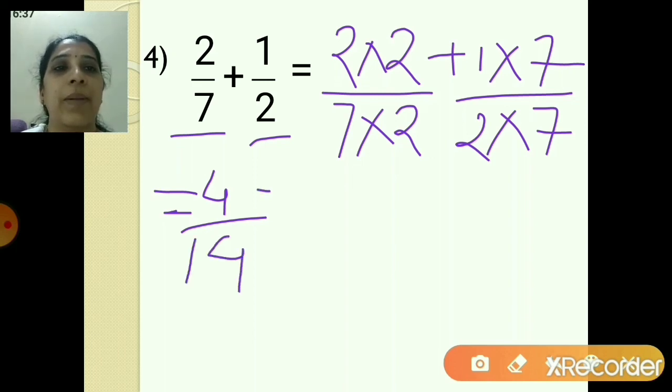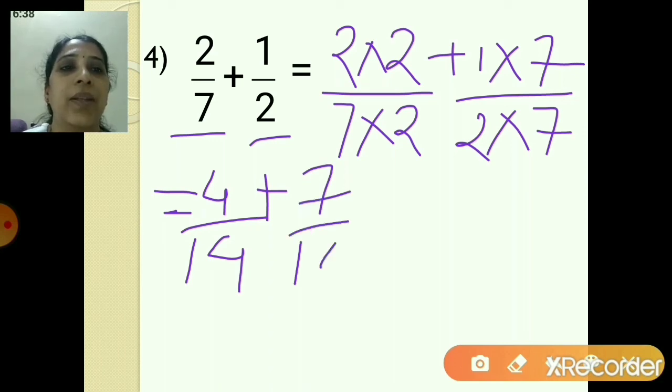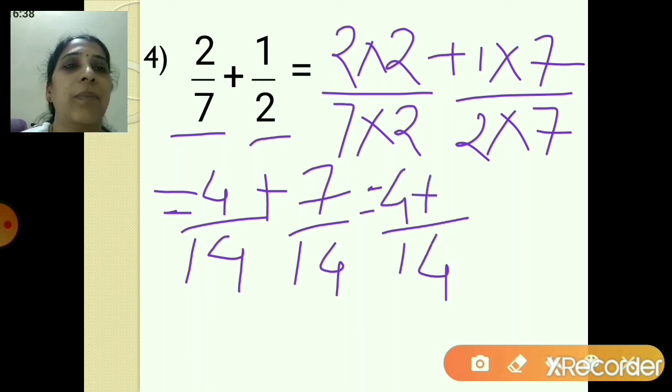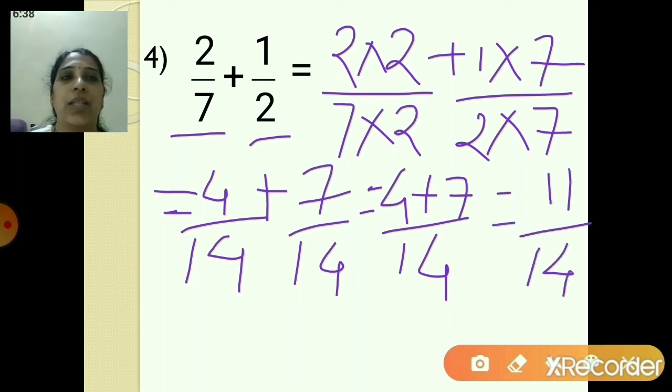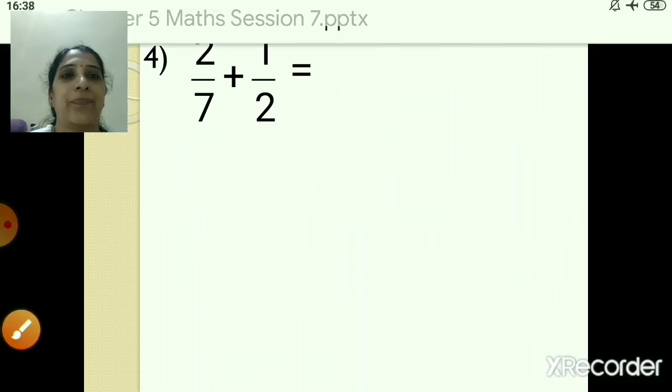And what is 7 twos are? 14. Plus what is 1 sevens are? 7. And what is 2 sevens are? 14. Right? So you'll keep the common denominator as 14 and then 4 plus 7. What is 4 plus 7? 11. So 11 upon 14 is your answer.